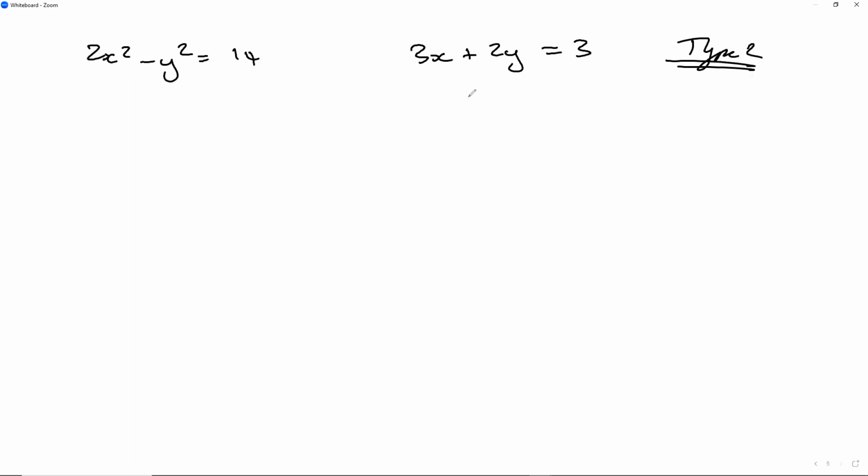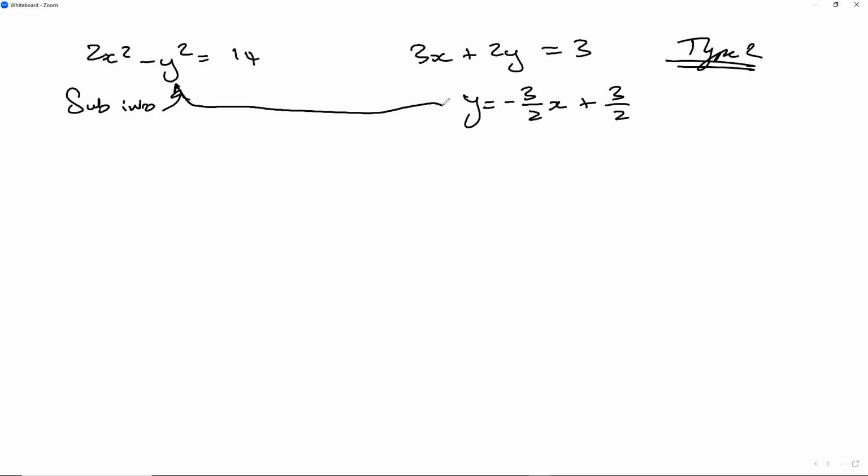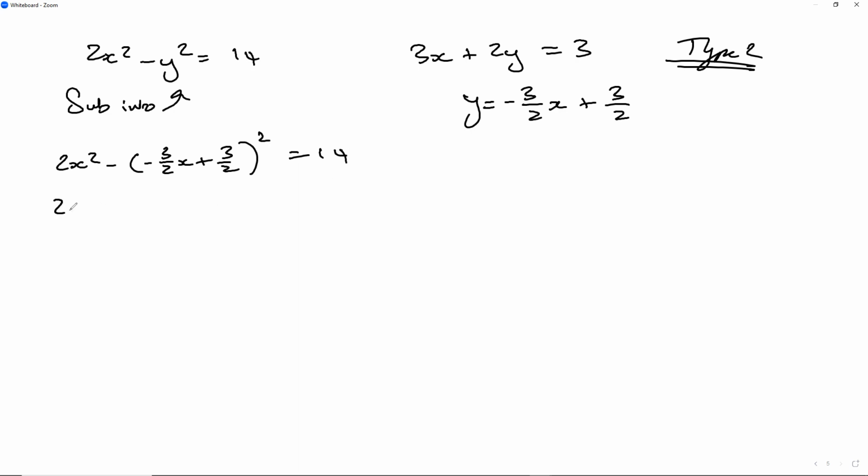So we're going to have 2x squared minus y squared equals 14. But this time we're not going to use decimals, all right? So no decimals in method 2. Here I'm going to have y equals negative 3 over 2 x plus 3 over 2. I'm going to keep it like that. Then we're going to substitute into here, right? And that's going to become 2x squared minus (negative 3 over 2 x plus 3 over 2) all squared equals 14.